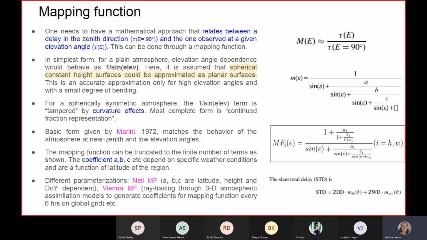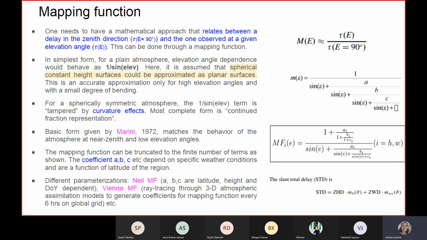Okay, so this approximation will act as accurate information only for high elevation angles. What is a high elevation angle? Towards the zenith. Higher elevation: at zenith, the elevation angle is 90 degrees. So when the elevation angle is more and more towards 90 degrees, vertically up towards the zenith, then the effect of bending decreases.